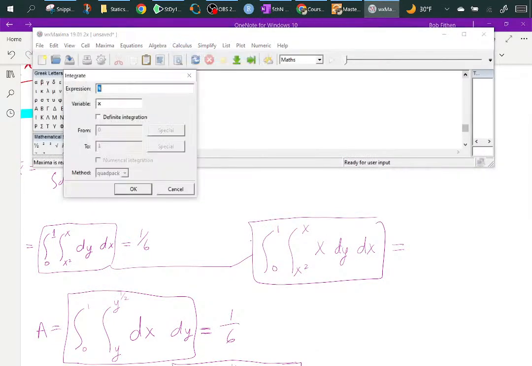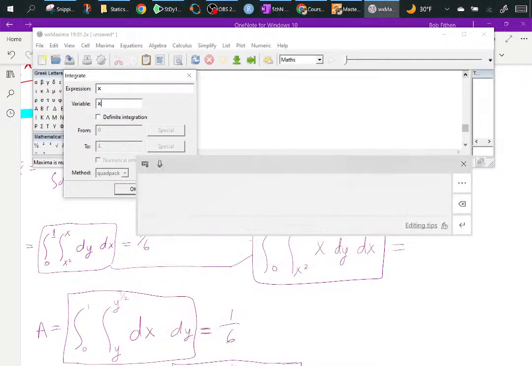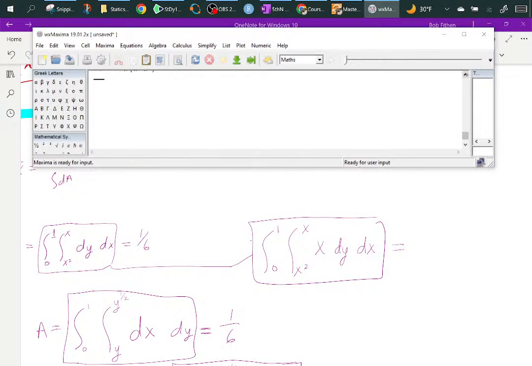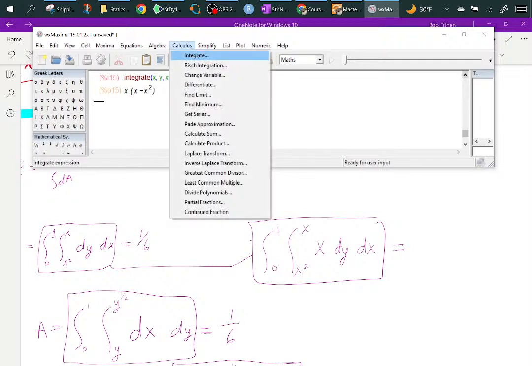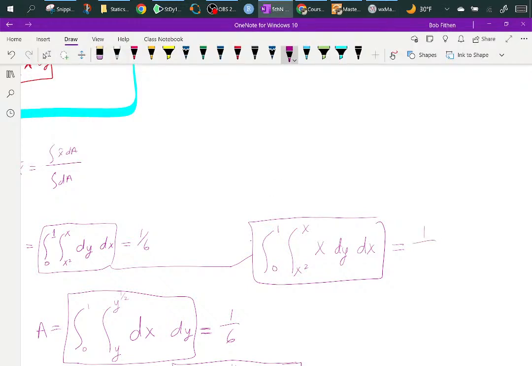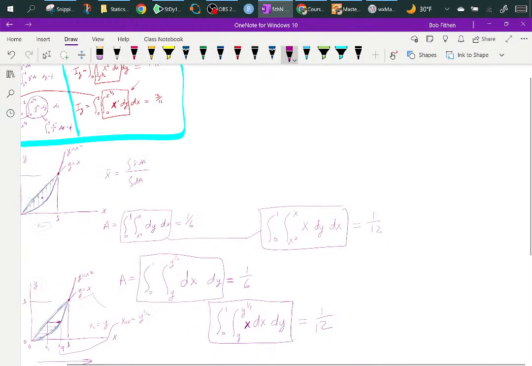So calculus, integrate. I'm going to integrate the x, but this time the variable of integration is y. Now, I'm integrating x squared and x, and okay, now I got an intermediate result here, because that's the integral inside here. Now, I've got to integrate that. Integrate percent, which means the previous expression right here, with respect to x, from 0 to 1. And it's, again, 1/12.